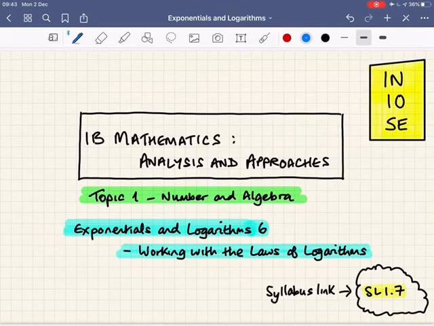Hi there and welcome to this IB Maths Intense session on exponentials and logarithms. Having just been introduced to the laws of logs and what logs are, we're now going to be looking at how we work with the laws of logarithms to simplify expressions or to express things in a slightly different form.